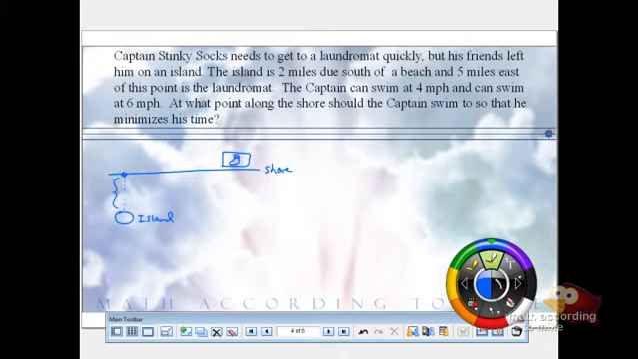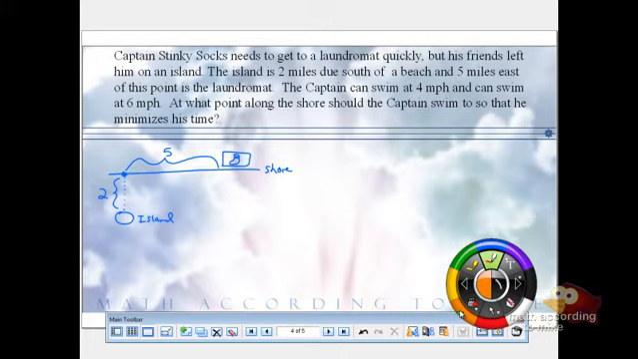All we know is that this is 2, because that island is 2 miles due south of a beach, and 5 miles east of this point is a laundromat, so that means this is 5. He has 3 options. He can swim right to the laundromat. He could swim right to the nearest point on the beach and then run the rest of the way. Or he can swim to a point between, not necessarily halfway, and then run the rest of the way. So we have to figure out which one of those 3 options would minimize his time.